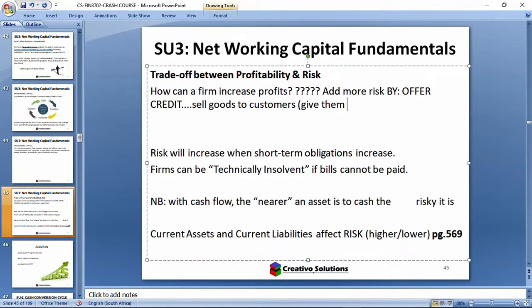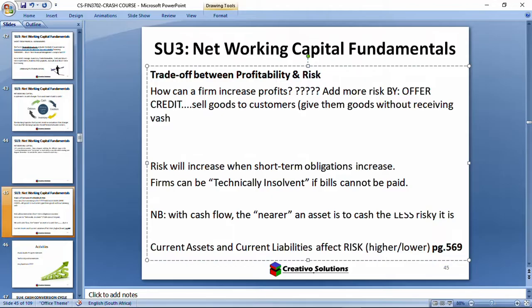Give them goods without receiving cash. Is that risky? Yes. Of course that's risky. Who's going to give goods or services to a business or a customer and not get any cash for it? That's very, very risky. Is that going to increase their profit? Will you record a sale?